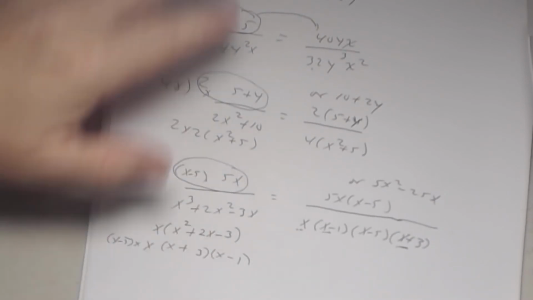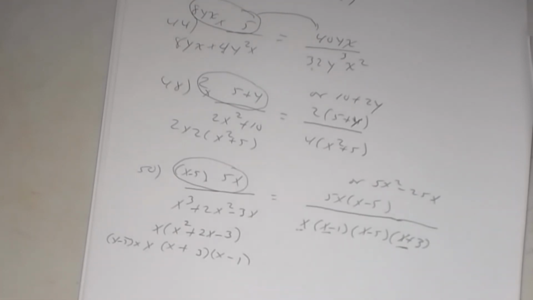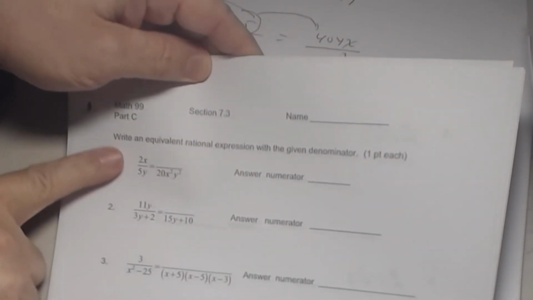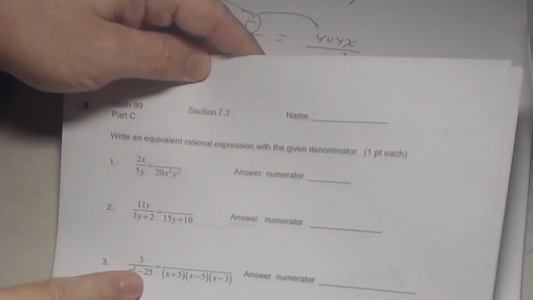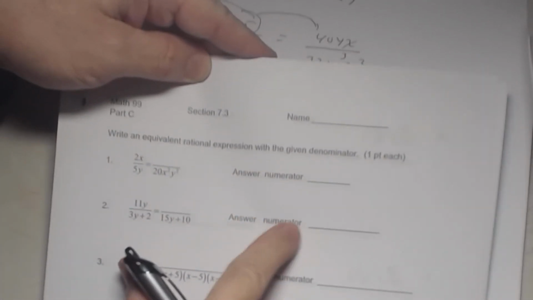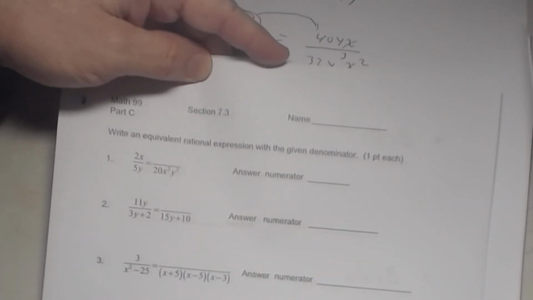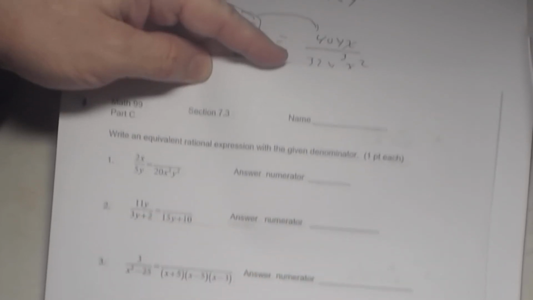All right. So any questions? So the first part of part C is what we just did. Now when you see where it says answer the numerator, just put the answer that goes in the numerator right here.